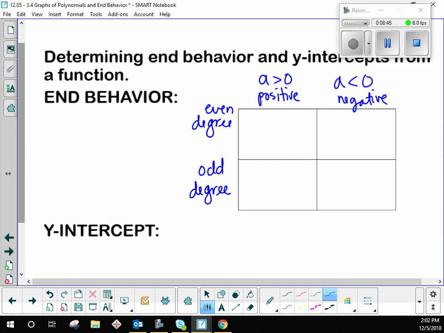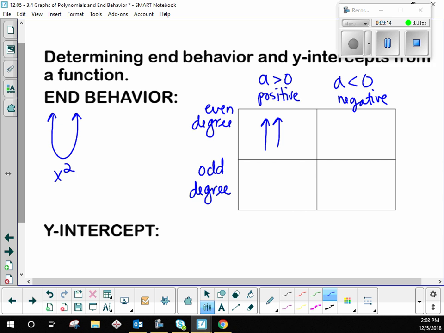One of our parent functions that was an even degree with a as positive is this one. Okay, this is x squared. That's even degree when a is positive. What's the end behavior on that? Up, up. This will be true for anything with an even degree with a positive leading term. So your positive leading term could be 8x to the 52, and it's going to go up, up.